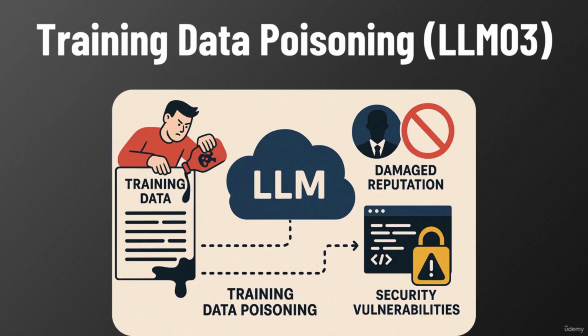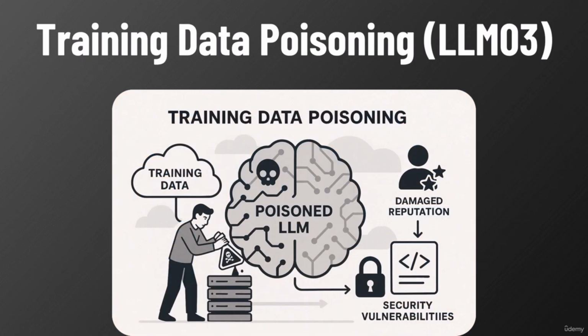Next, we have training data poisoning. This vulnerability targets the very foundation of any large language model, its training data. In a training data poisoning attack, an adversary deliberately modifies part or all of the data used to train the model. The goal is to introduce subtle biases or malicious patterns that make the model behave in ways that benefit the attacker. The effects can be wide-reaching.